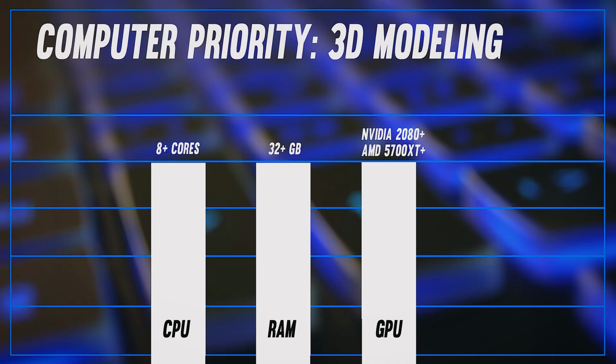For 3D modeling, this is going to be the most expensive out of any creative field that you can do, because, well, it's just much more difficult to work with. So you're going to want to do at least 8 cores.